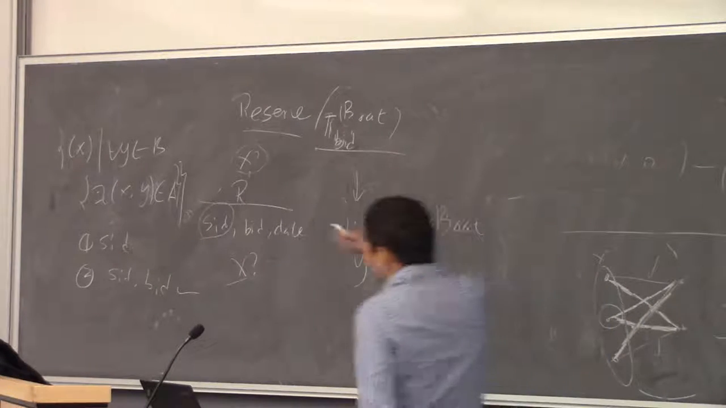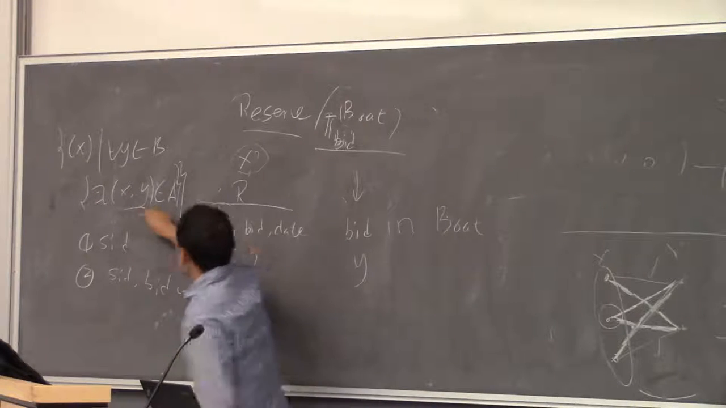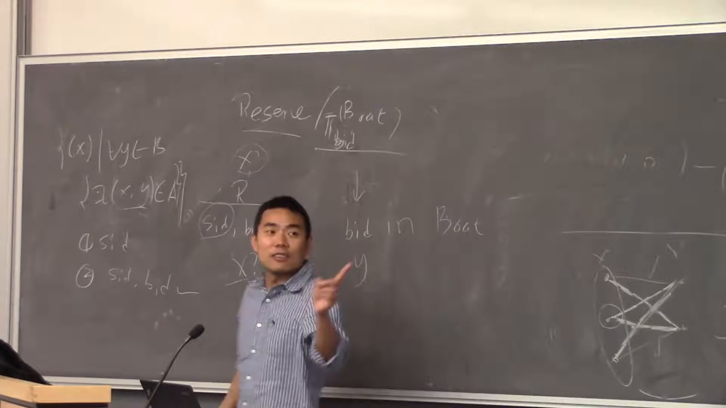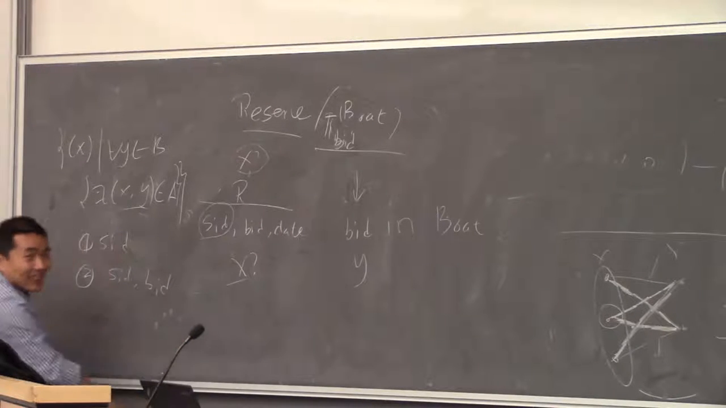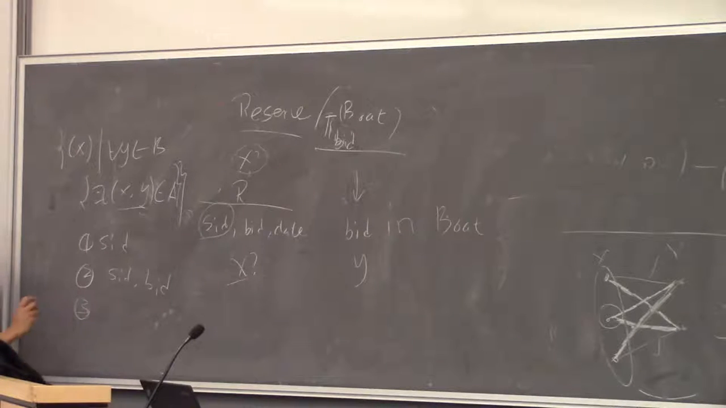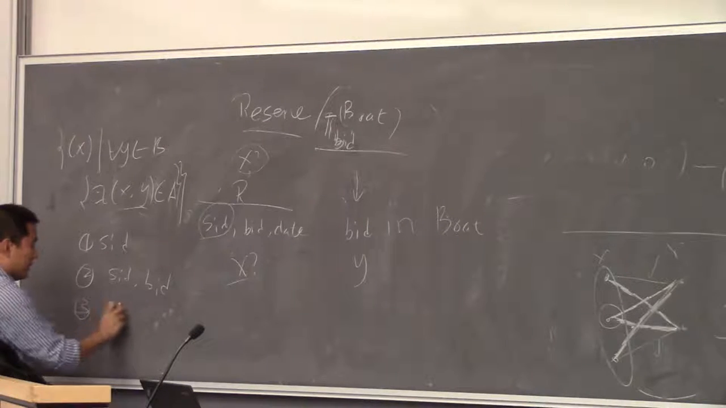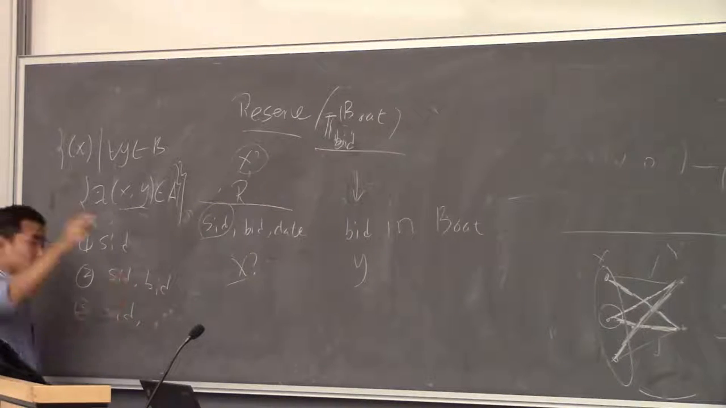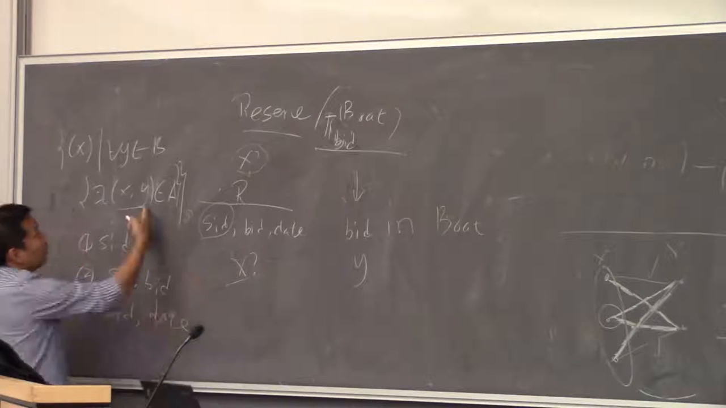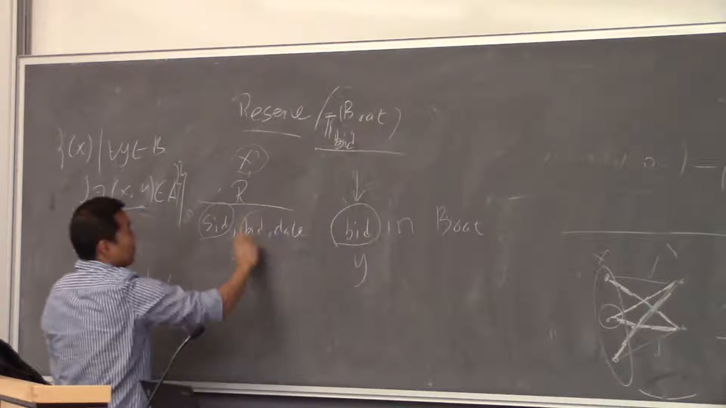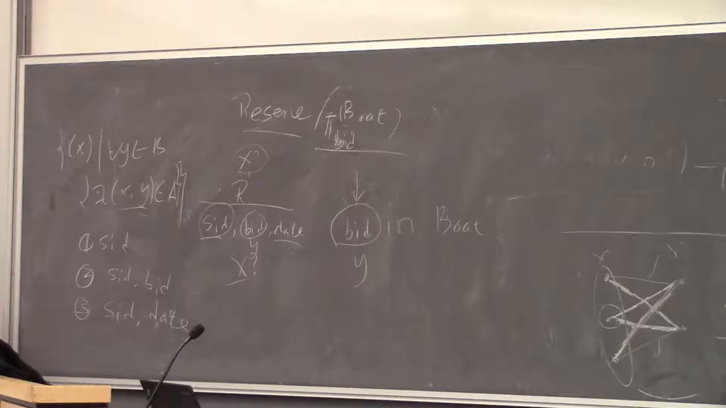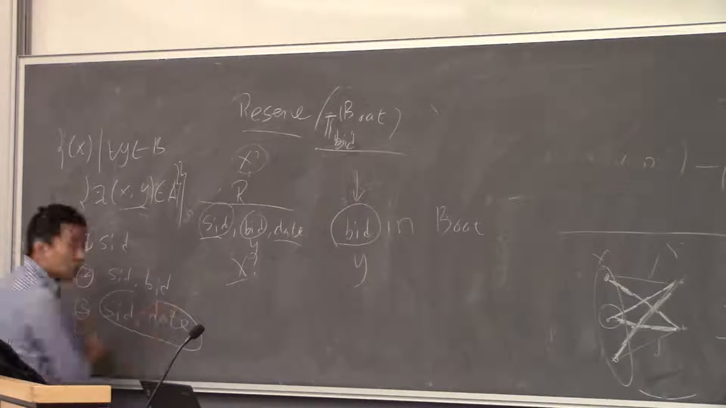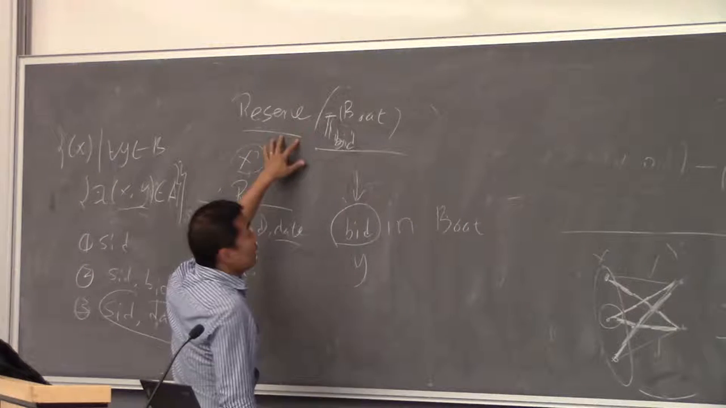If you look at the definition, X and Y belong to A. Any further analysis? SID and date. Who said SID and date? What is your Y? Your Y is BID, right? So this is your Y, and this becomes X, because X and Y must be in A. So your X is SID and date, in terms of schema.